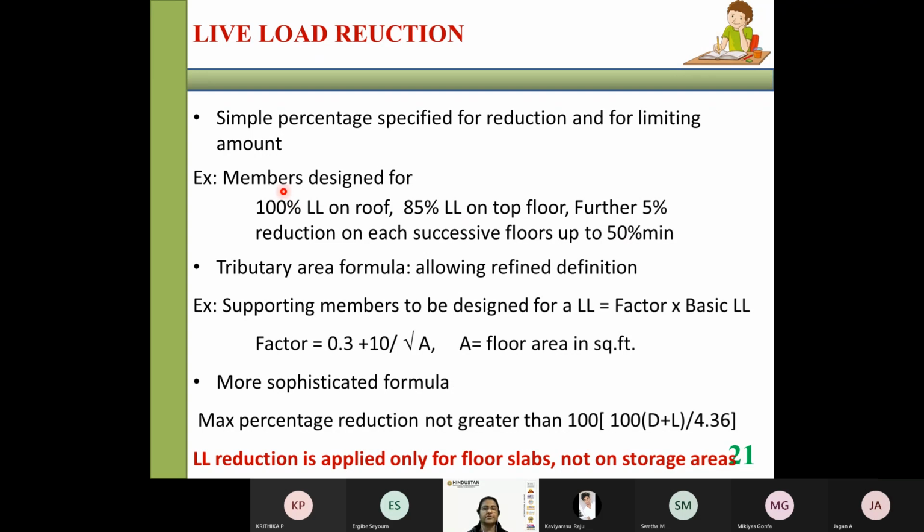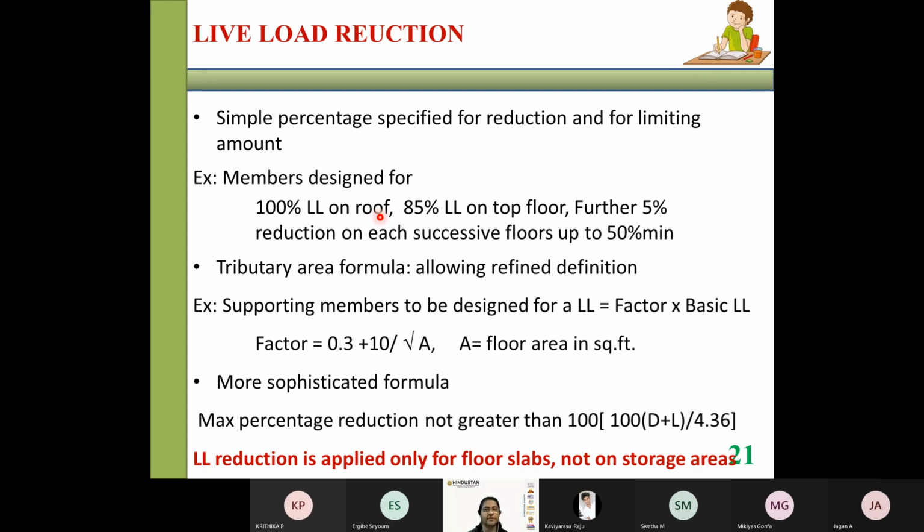Again, what is the reason for this? 100% live load on the roof. Suppose, in case of a tsunami, we people are affected. When the tsunami came, what were people doing? Almost everybody was on the top floor, because flooding was there.